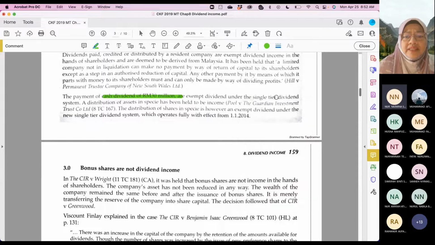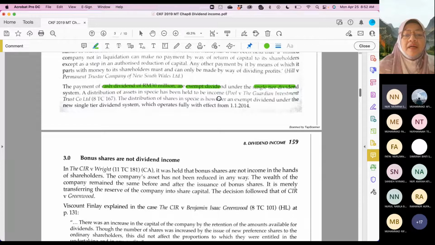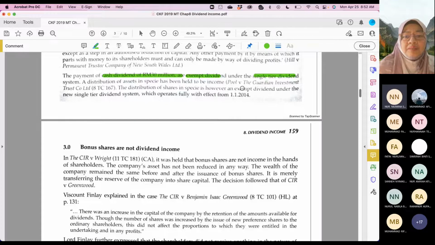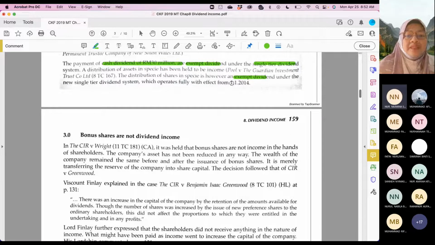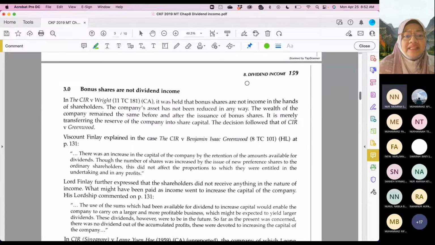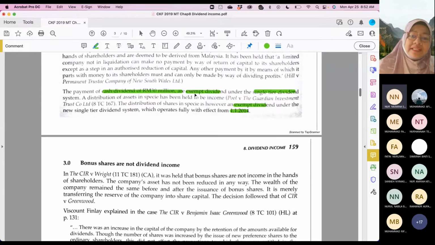Again, I do not agree here. It's not exempted. Later we look into it again. The textbook always says the income is exempted, but I want you to understand that later you will see the income is not actually exempted. A distribution of asset in specie has been held to be income. The shares are however exempt dividend. So again, they say that it's an exempt dividend. What happened here is that it is single tier from 2014. I will explain this later. I just want to show you the difference between exempt dividend and a final dividend.